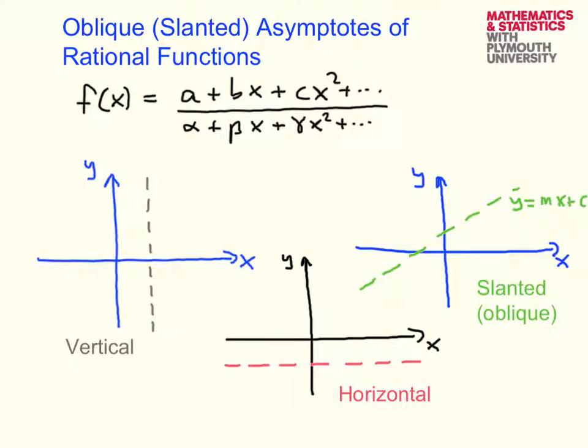So in this video I want to talk about the asymptotes of rational functions, and in particular I'm going to talk about so-called oblique or slanted asymptotes. So let's just remember that a rational function is a ratio of two polynomials, and I've just written down some arbitrary coefficients here, and we can look at examples a little bit later.